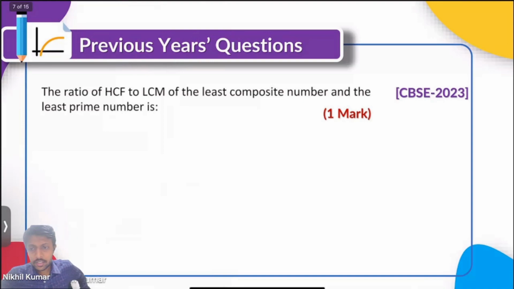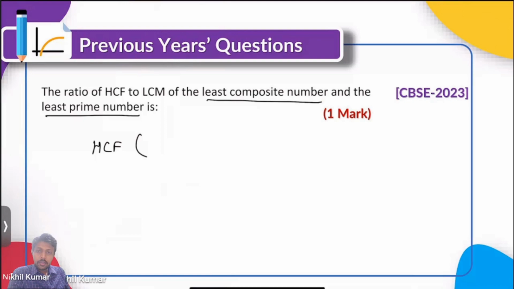So here's another question. Take a few minutes, try to solve this, come back, and then look at the solution. Okay, this is a very recent question. It just came last year in the board exams. Let's try to solve it. So the ratio of HCF to LCM of two numbers. That's what we have to find. So we have to find out the HCF of the least composite number and the least prime number.